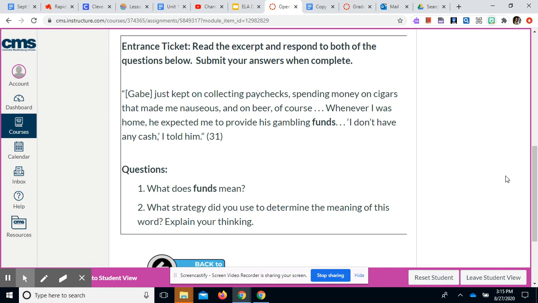Gabe just kept on collecting paychecks, spending money on cigars that made me nauseous, and on beer, of course. Whenever I was home, he expected me to provide his gambling funds. I don't have any cash, I told him.